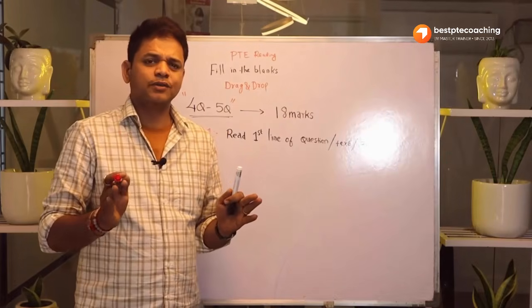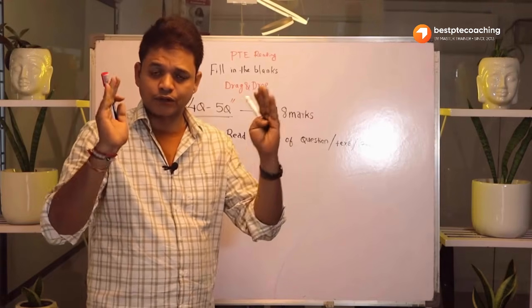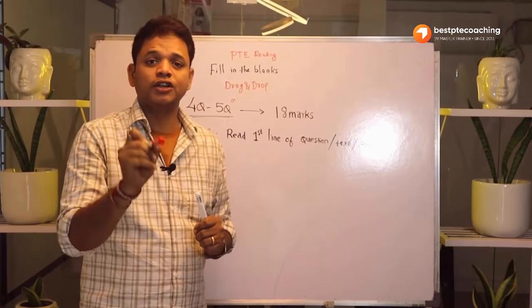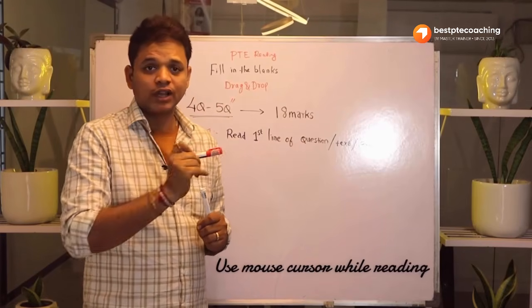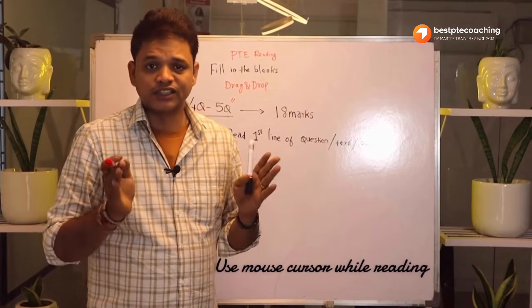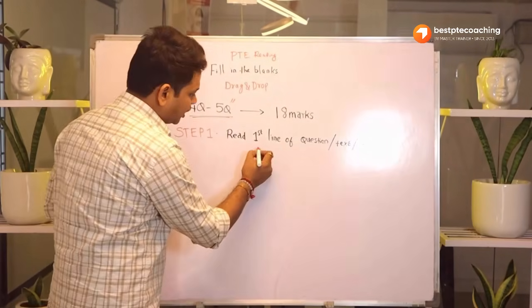The first step is you read the first line of the question text or the question paragraph. You read the first line or first sentence. Make sure that you're using the mouse cursor and do it. You can comfortably read a sentence and understand the topic in 10 seconds time. That's enough.